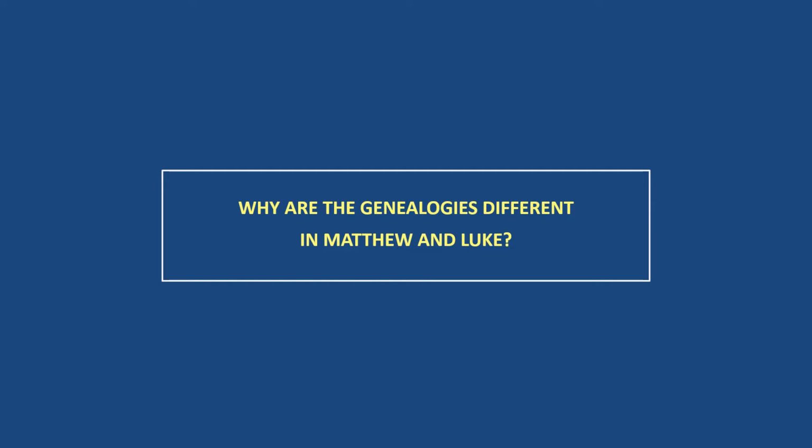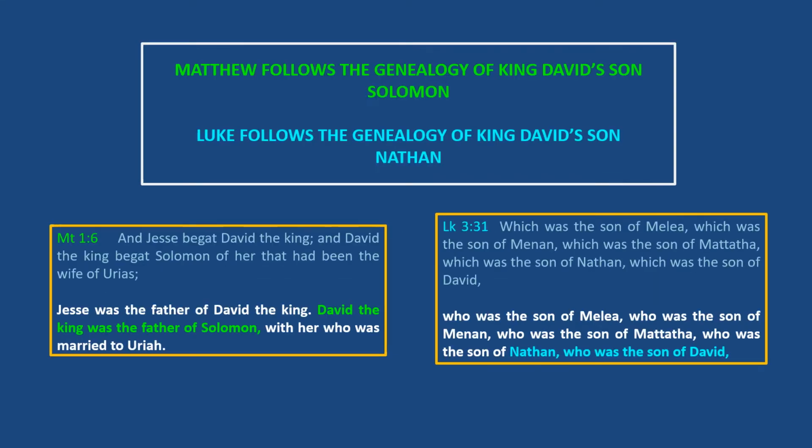Why are the genealogies different in Matthew and Luke? Matthew follows the genealogy of King David's son Solomon, whereas Luke follows the genealogy of King David's son Nathan. Matthew 1:6 says, David the king was the father of Solomon. Luke 3:31 says Nathan, who was the son of David.